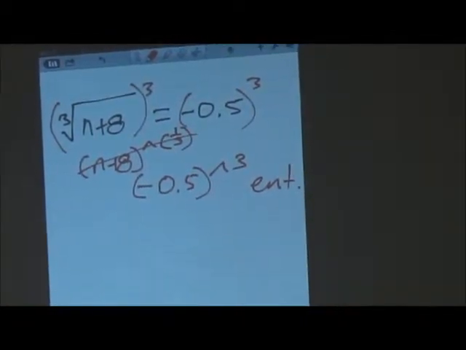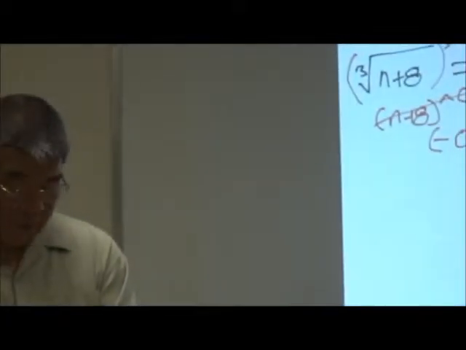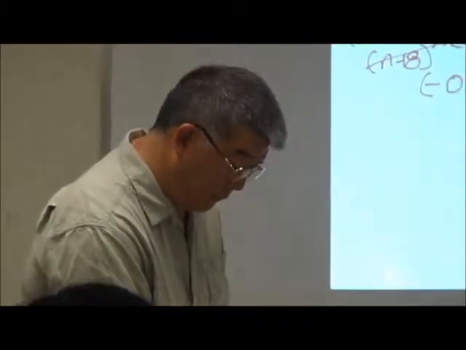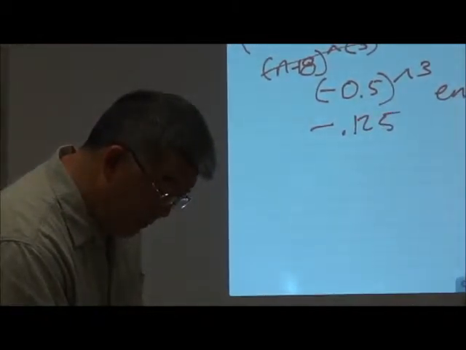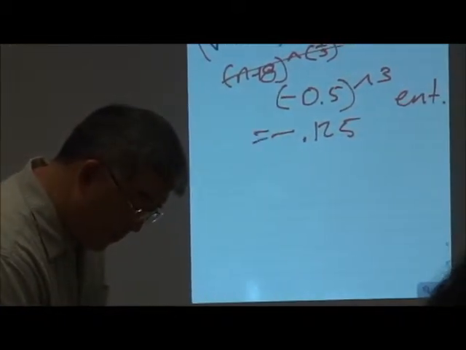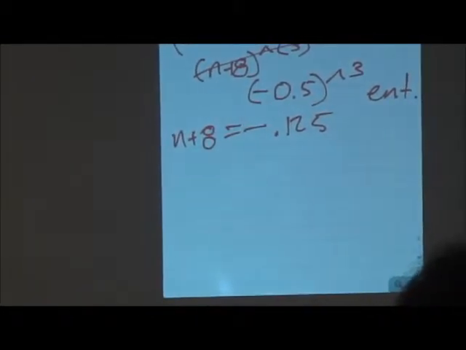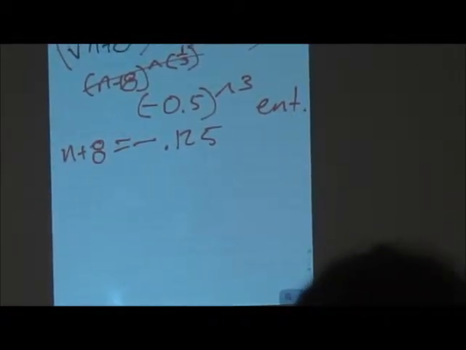So if you do that, hit quit if you're still in graph mode. Parentheses, -0.5, close parentheses, hat 3. What do you get? Error. You got error? That's what you should be getting. We may have to reset that calculator if that's giving you an error.